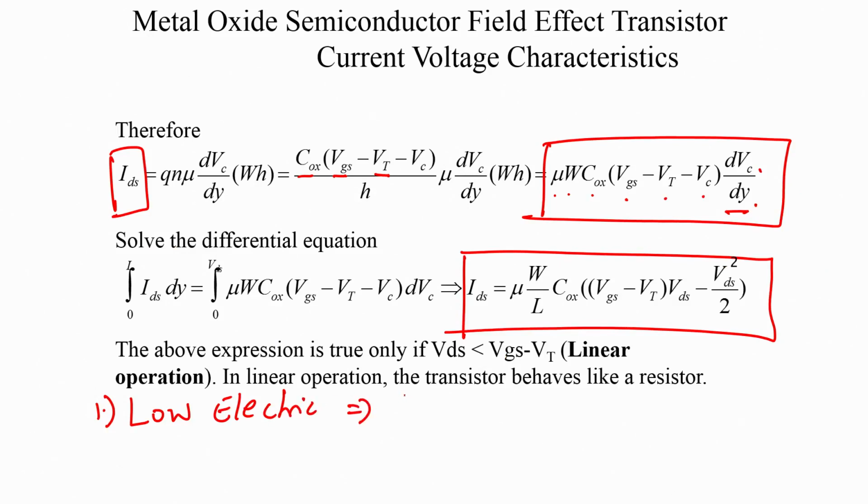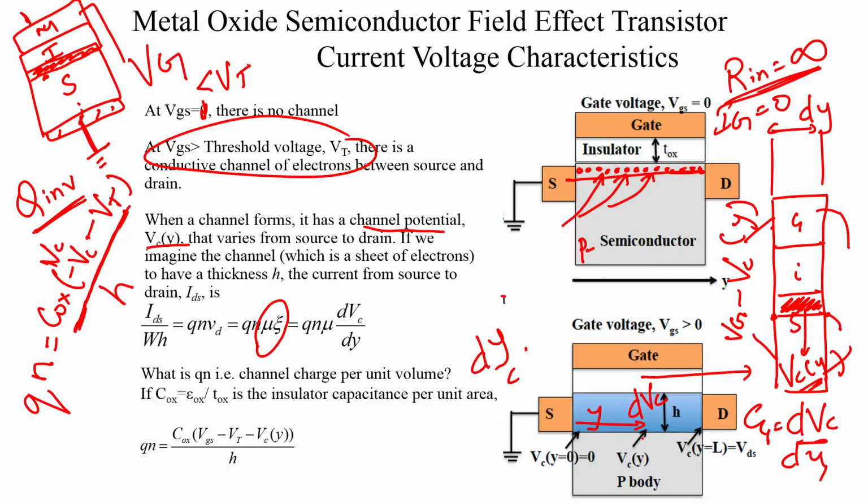which implies low Vds or large L, but I will tell you why it implies low Vds in this case. This expression is valid for low Vds because we have made another assumption. We have said that this channel thickness remains H throughout from source to drain, irrespective of Vc varying a lot. Okay, Vc is varying from 0 to Vds, we have said that the channel thickness remains H.